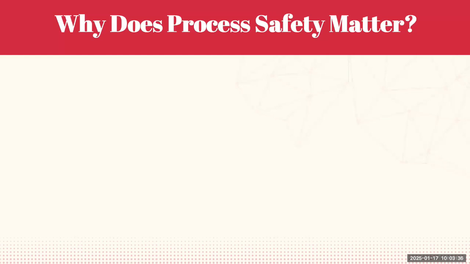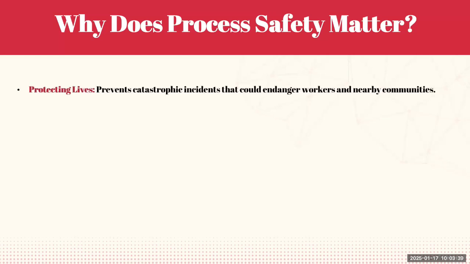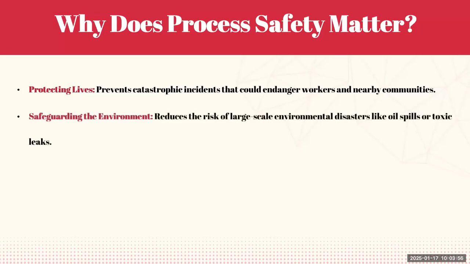So, why does process safety matter? Well, of course, first and foremost, to protect lives. Process safety prevents catastrophic incidents and ensures the safety of workers and also the nearby communities. Imagine a scenario like a chemical plant explosion. Process safety can help to prevent such scenarios. Also to safeguard the environment, which means reducing the risk of large-scale environmental disasters such as oil spills or toxic leaks, which can have devastating long-term effects. So not only the humans, but we should also care about our environment.